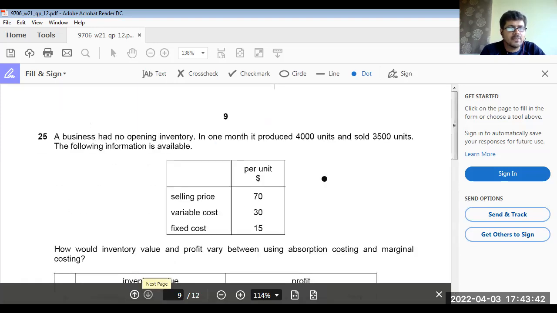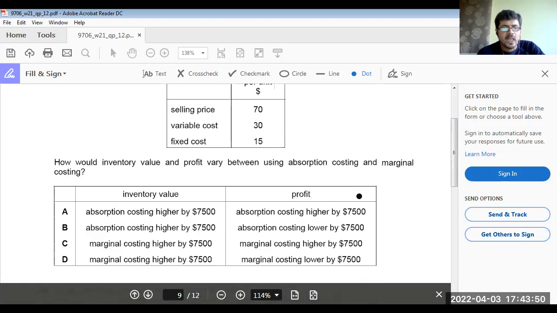Now come to 25. A business with opening inventory will produce 400,000 units and so on. The following future selling price, variable cost, fixed cost. How would inventory value and profit vary between using absorption costing and marginal cost? In absorption costing, the value of inventory is higher, and when the value of closing inventory is higher, the value of profit is also higher. So A option is the answer.